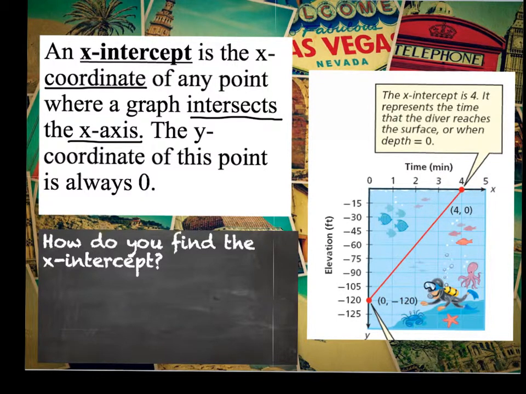So how do you find the x-intercept? Well, we'll look at some examples, and that's actually in the next video. But to find the x-intercept in an equation, you just need to let y equal 0. Plug in y to equal 0, and then you can find the x-intercept when looking at a linear equation.